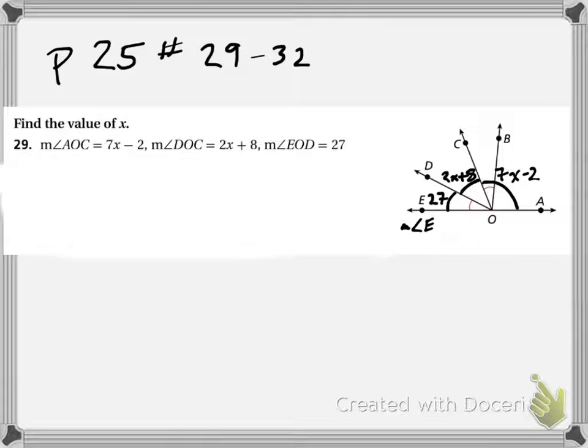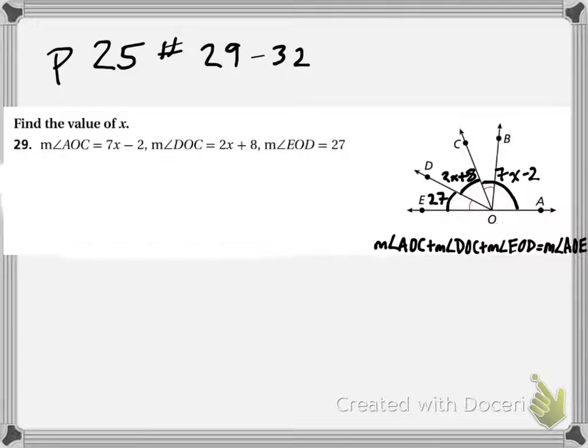So the measure of angle EOD plus the measure of angle DOC plus the measure of angle COA equals the measure of angle, and the whole angle is EOA. Let me just rewrite that real quick for you. Okay, so these are all the angles here added together to equal the entire straight angle AOE.